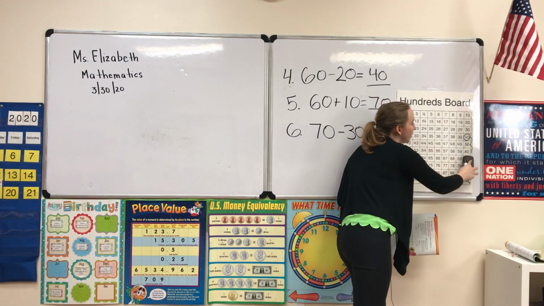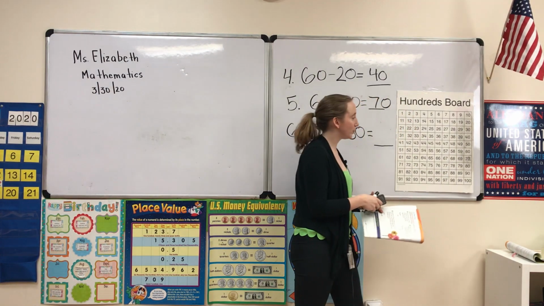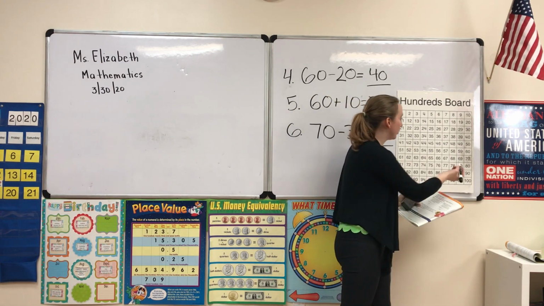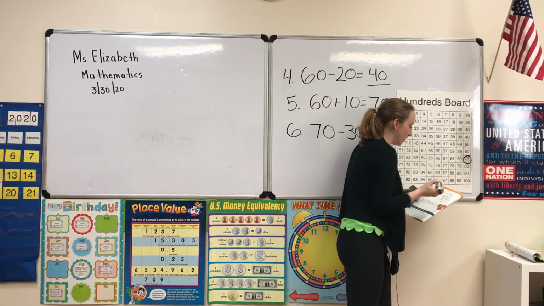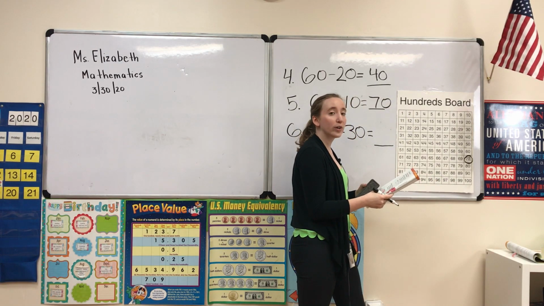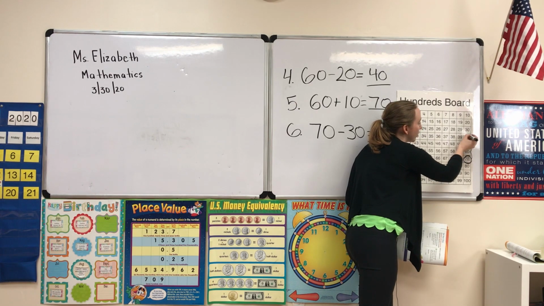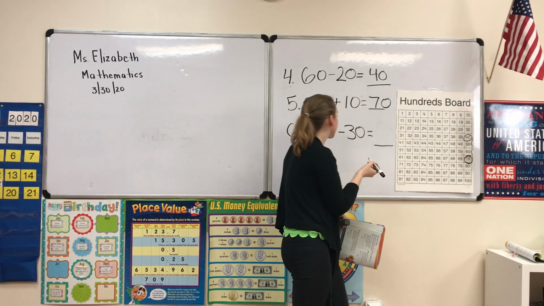So I'm going to go ahead and use our number charts again. You are welcome to solve it another way if it's more comfortable for you. So we're going to start with 70. And we're going to take away 30. 10, 20, 30. So our answer for 70 minus 30 is 40.